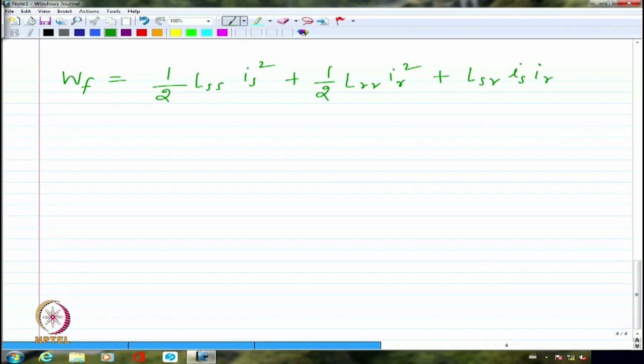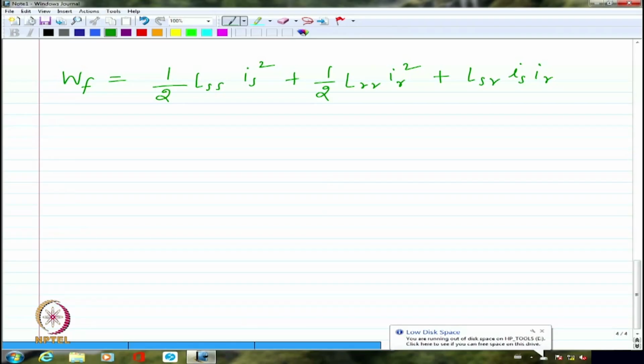LSR. At this instant, we are looking at first of all static condition. Otherwise I could not have equated i d lambda directly to the field energy. How can I? i d lambda is actually the electrical energy input. All along we said we can equate that to the field energy only if the entire system is static. And the system is static, that's why I can take LSR as a constant. Otherwise it is definitely a function of theta.